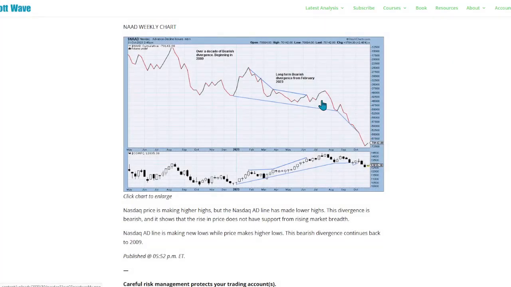And on the Nasdaq AD chart, the AD line continues to make lower lows while price continues to make higher lows. This continues the long-term bearish divergence dating back to February 2023 and all the way back to 2009.